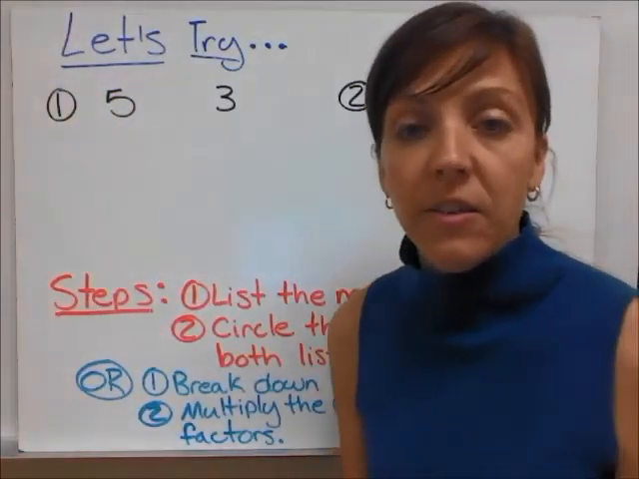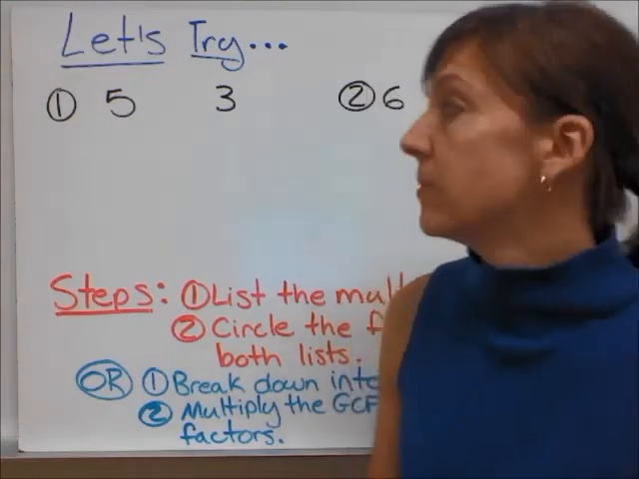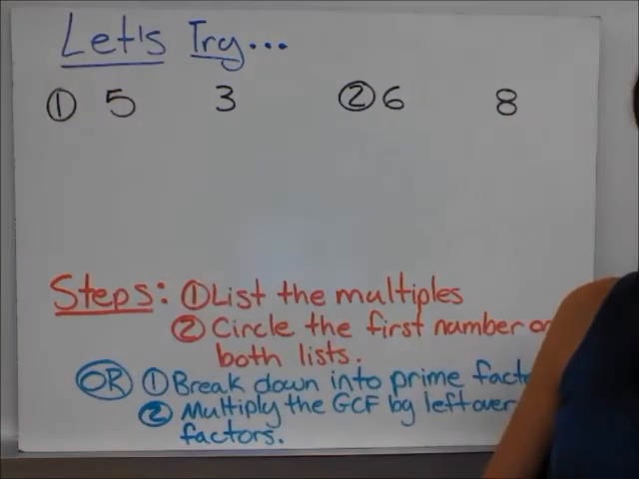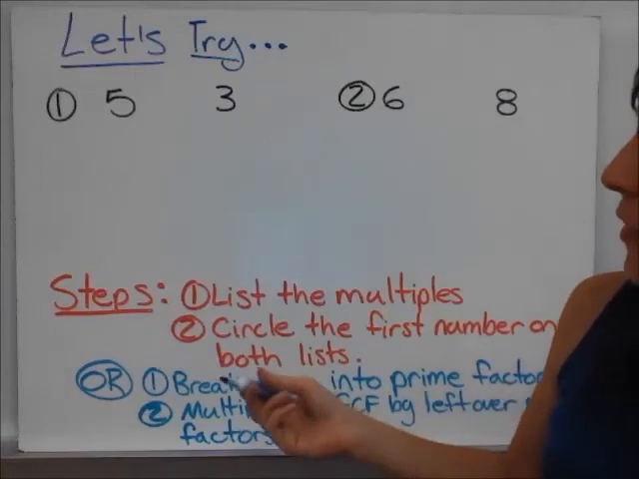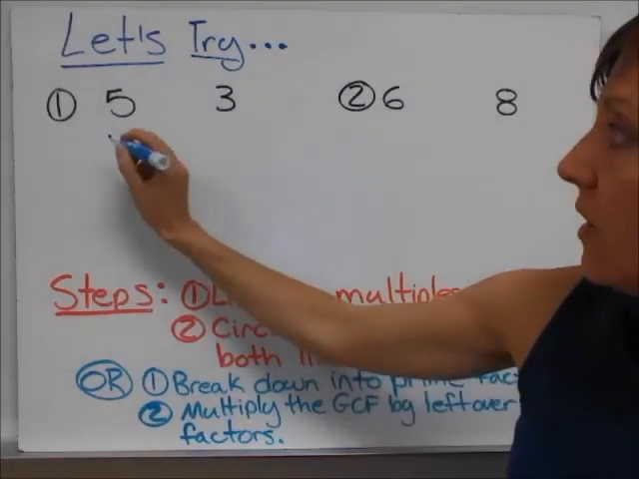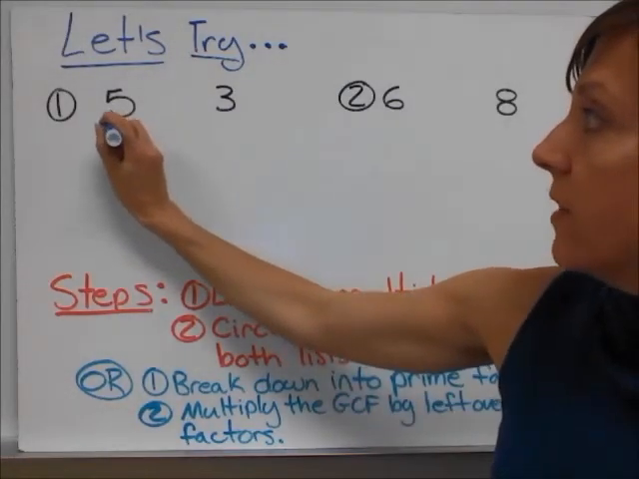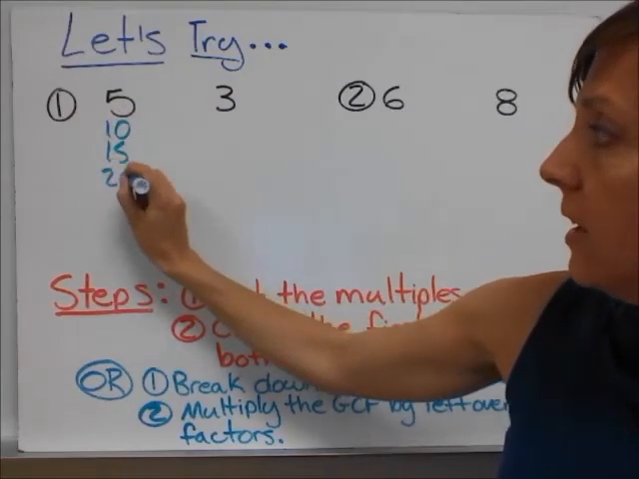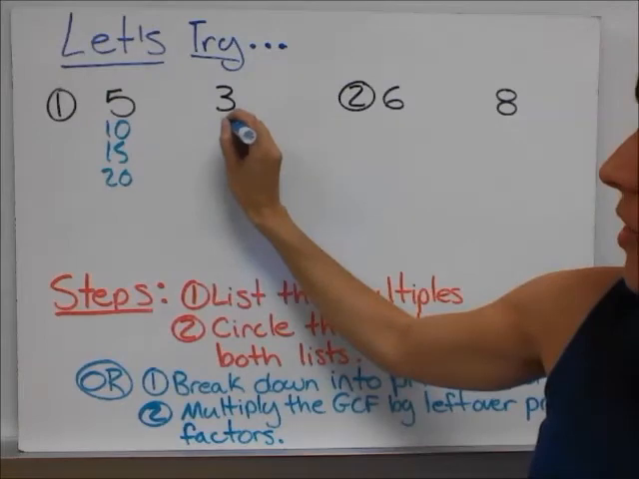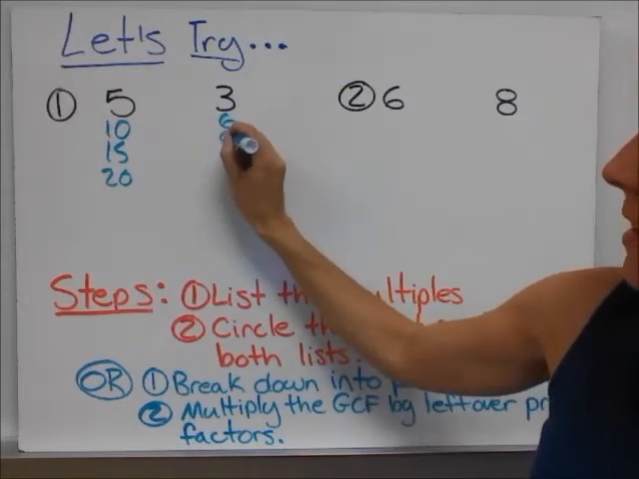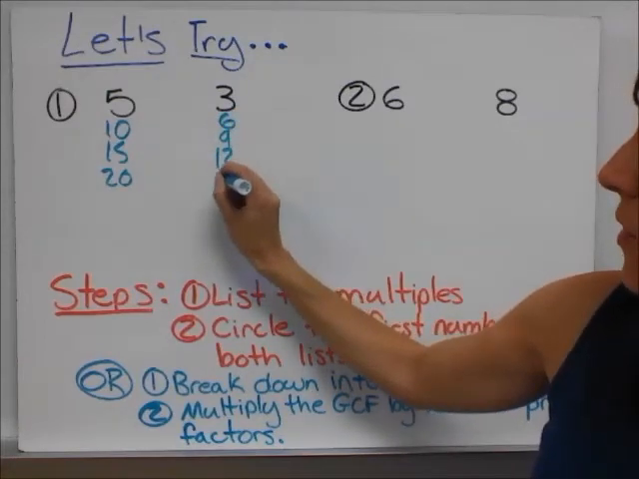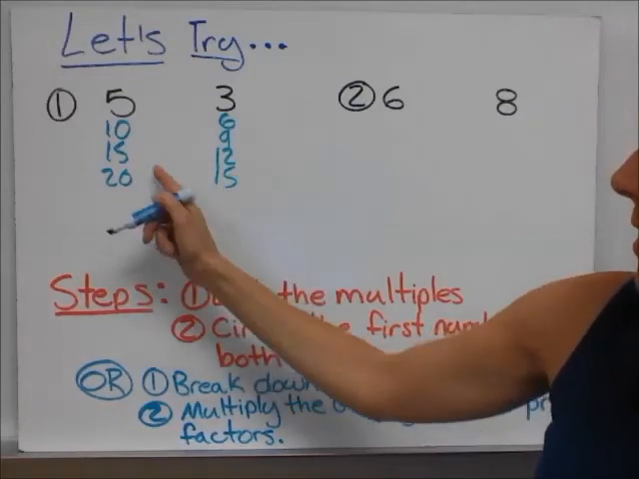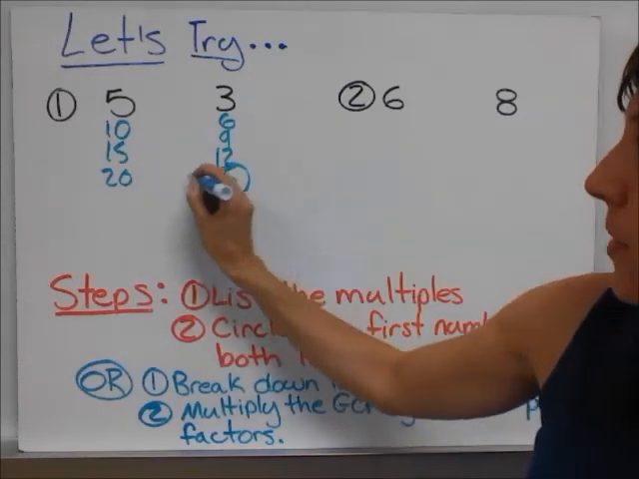Let's try to find some common multiples together. Let's look at 5 and 3. Okay, for 5, I can list out 5, 10, 15, 20. For 3, I can list out 3, 6, 9, 12, 15, and I see that they have a common multiple, 15.